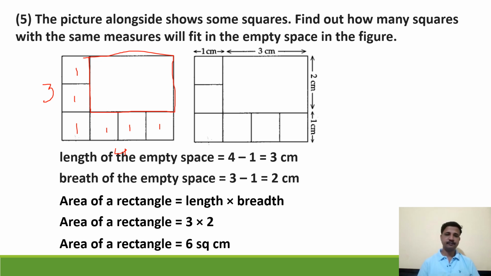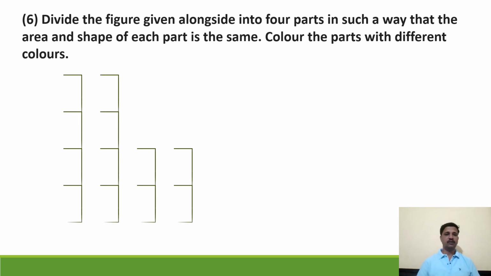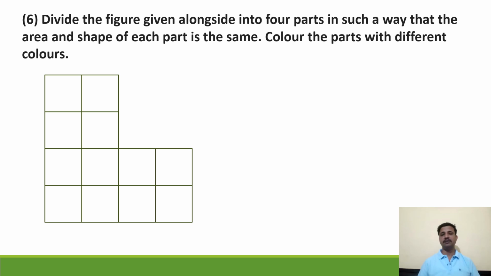Write down, and this is our sixth question, and this is the last question. Divide the figure given alongside into 4 parts in such a way that the area and shape of each part are the same. Color each part a different color.